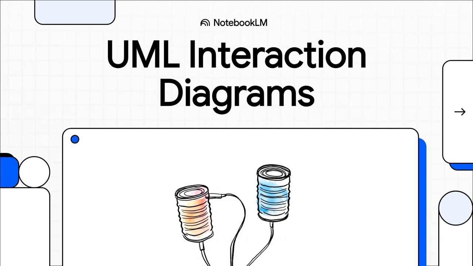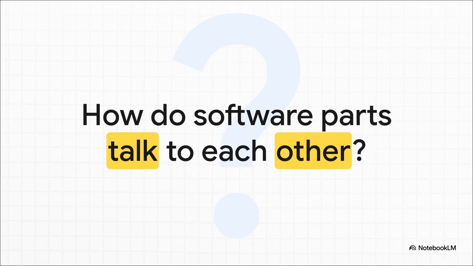Have you ever stopped to wonder how all the different pieces of a software app actually, well, talk to each other? Today, we're going to pull back the curtain on that with something called UML interaction diagrams. We're going to see exactly how those software conversations happen. Let's dive in.